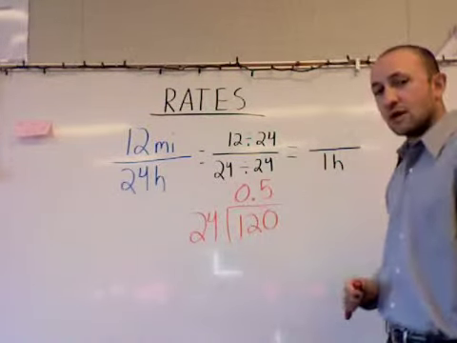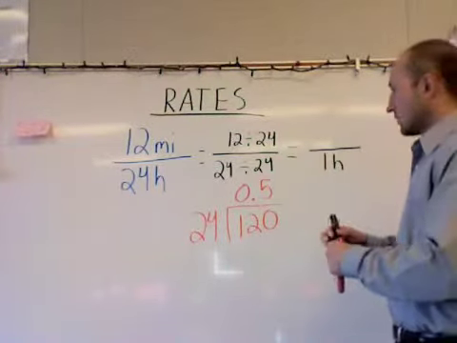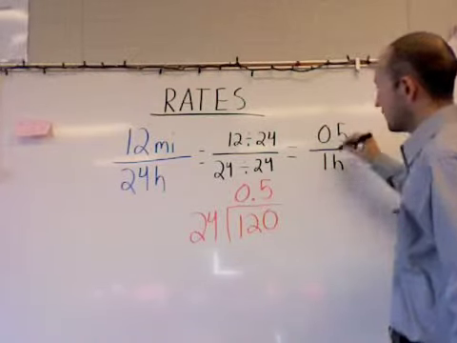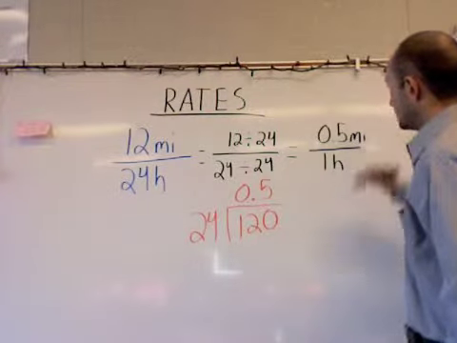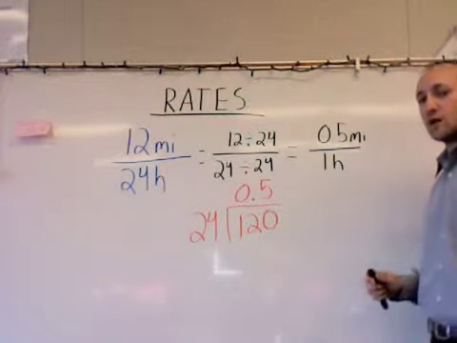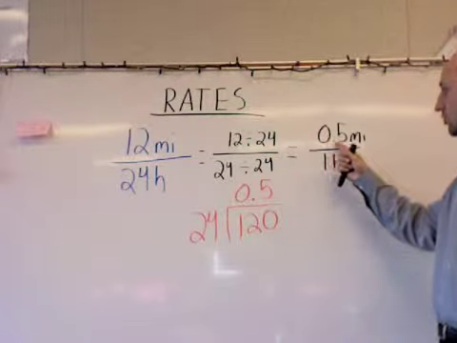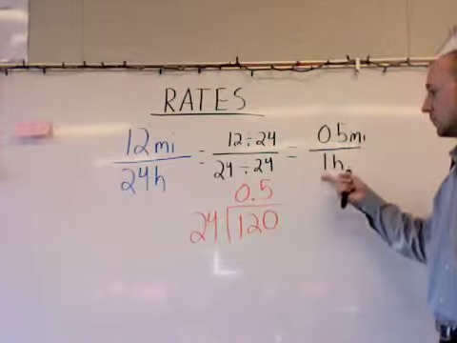So now here's the final part of my answer. I go back. It is 0.5, and this unit was miles. So now I finally have my rate, my final answer. That zombie that we were talking about before moves 0.5 miles per hour, or 1/2 a mile per hour.